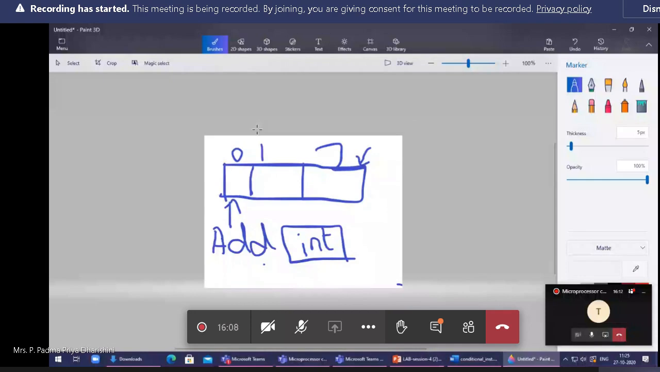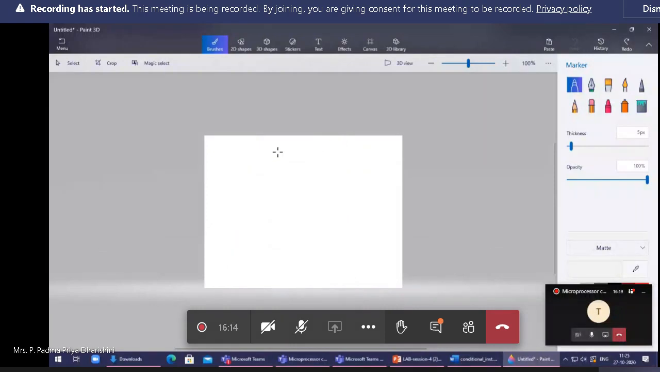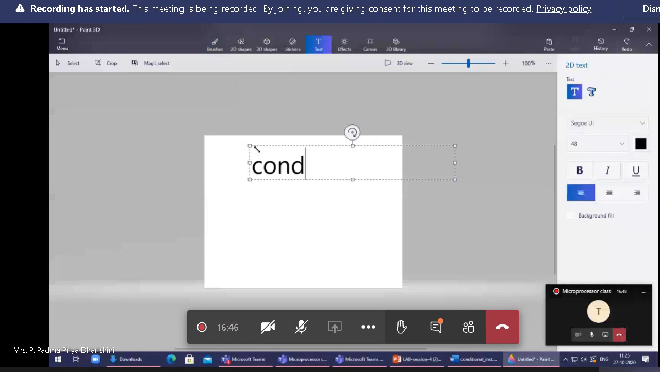Before that, I want to explain one more concept. We discussed all the arithmetic instructions and logical instructions, right? All these arithmetic and logical instructions come under data processing instructions. And we studied data transfer instructions. And the third, very important type of instruction is the conditional instruction. So in today's class first we'll discuss conditional instructions. What are the different conditional instructions? All these things we will discuss in today's class.